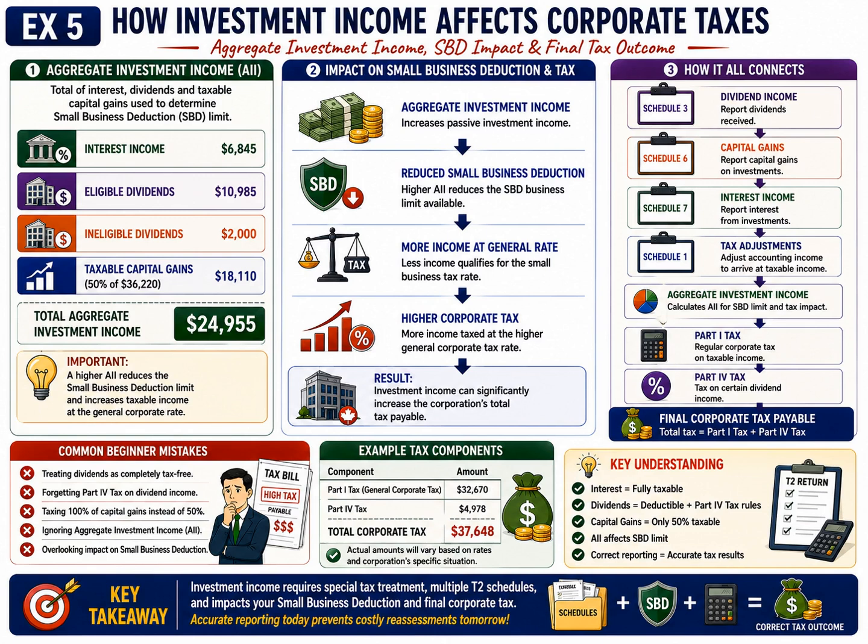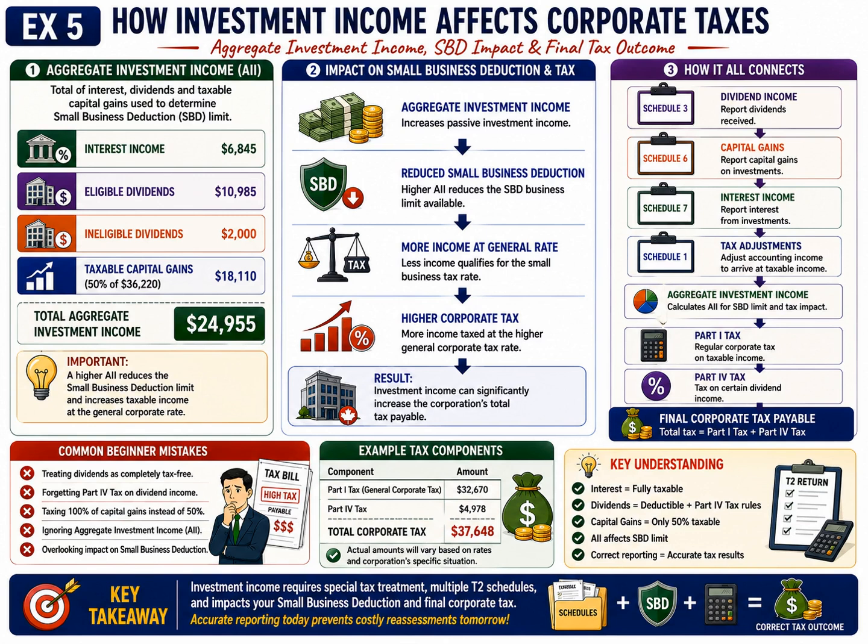At the bottom left of the slide, you'll notice several common beginner mistakes. One common error is assuming that dividends received by a corporation are completely tax-free. While dividends may qualify for deductions under certain rules, they can still trigger Part 4 tax and affect other tax calculations. Another frequent mistake is forgetting to calculate Part 4 tax altogether.